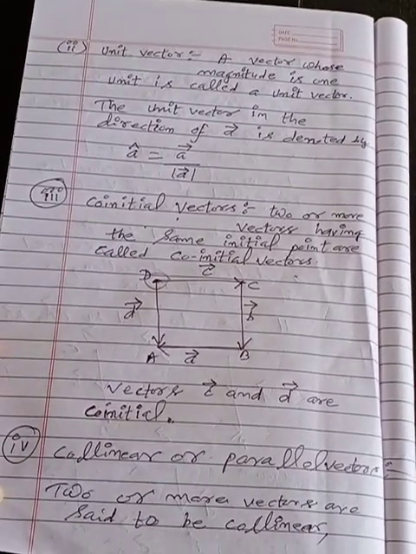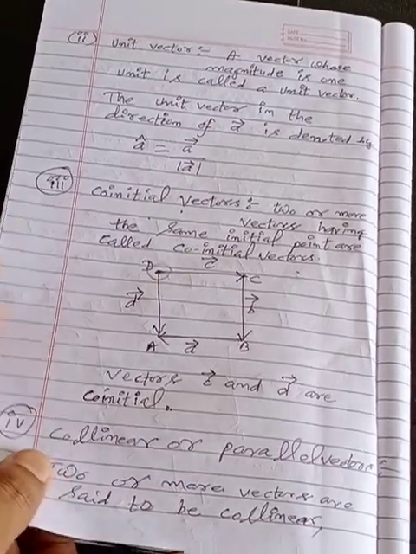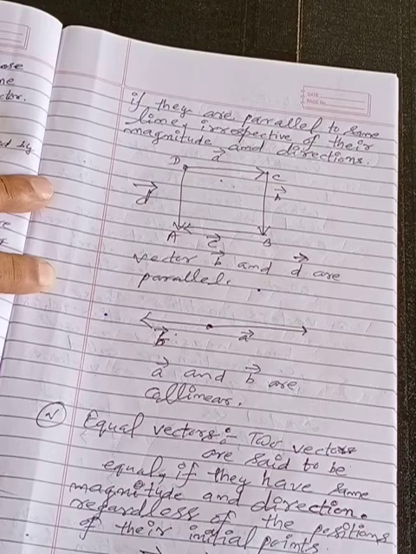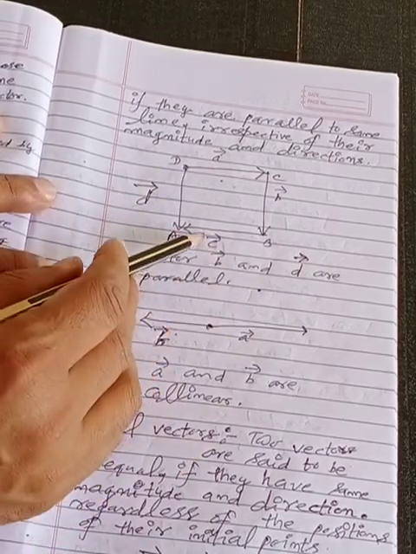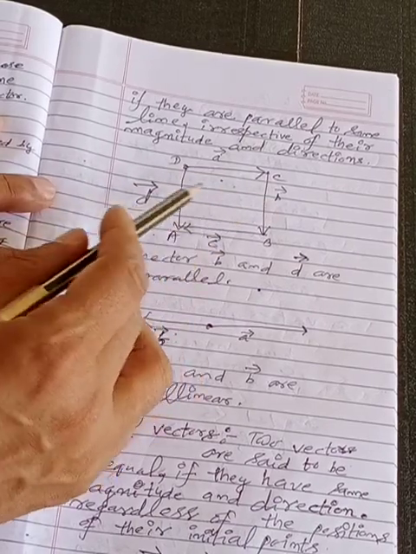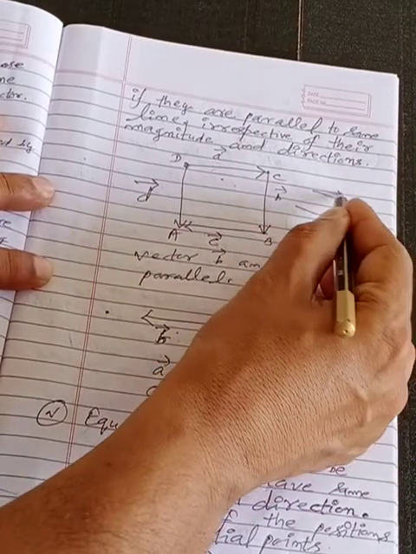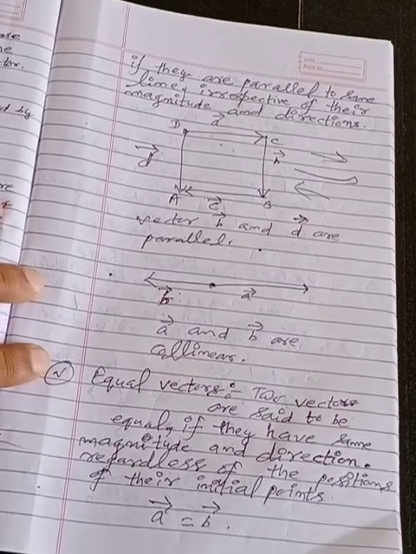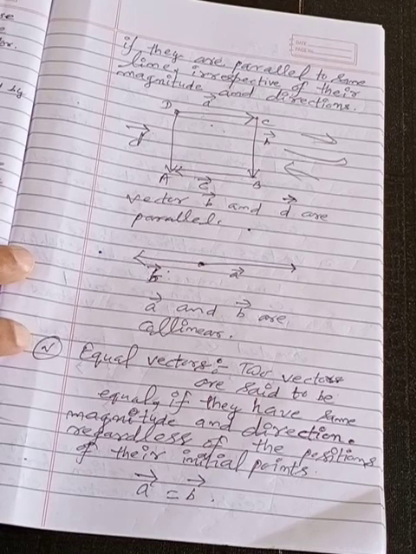Now collinear or parallel vectors: two or more vectors are said to be collinear if they are parallel to the same line. If we observe these two vectors, these are parallel, and these b and d are parallel. Irrespective of any line, these two vectors should be parallel. Then these two vectors are called parallel or collinear. If two vectors are going like this, they will be collinear.